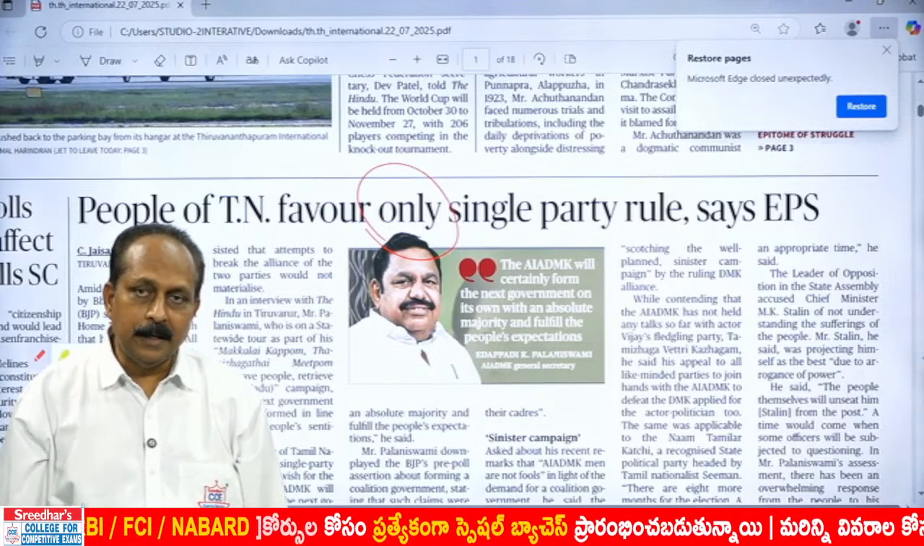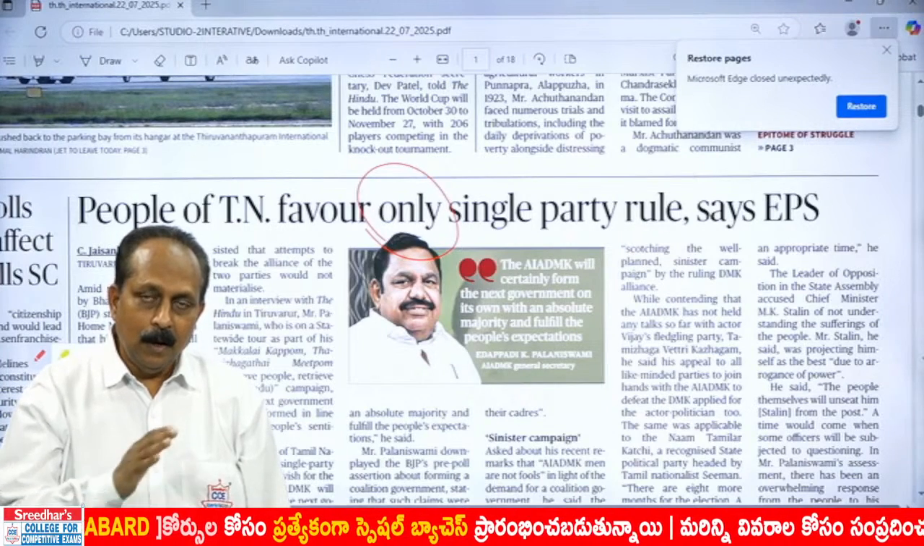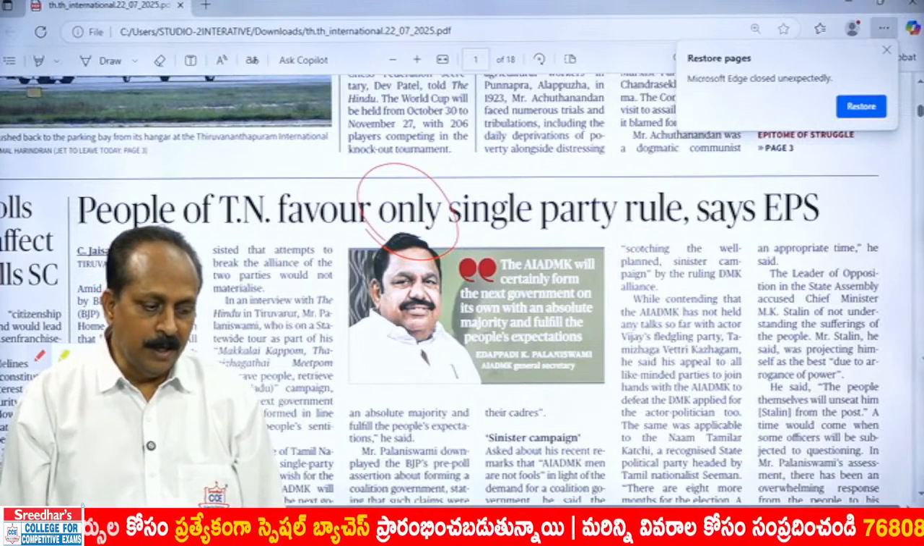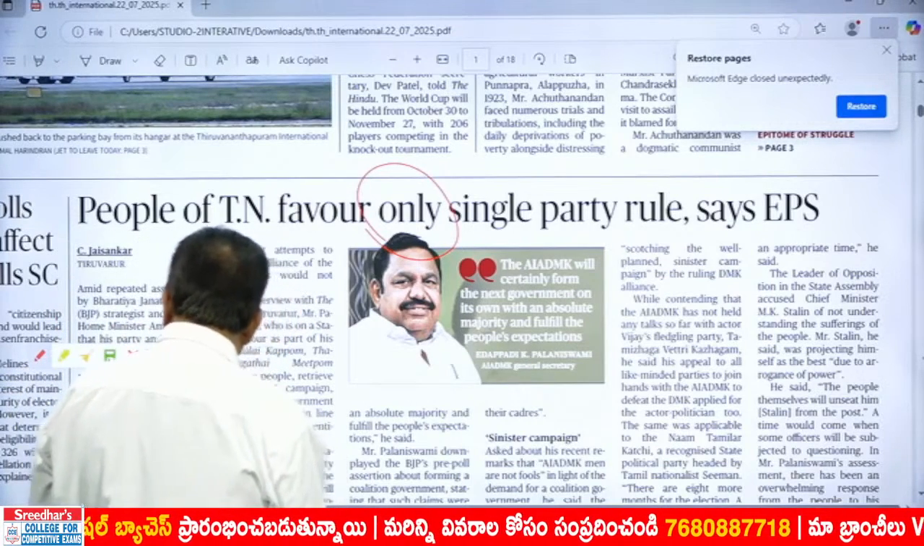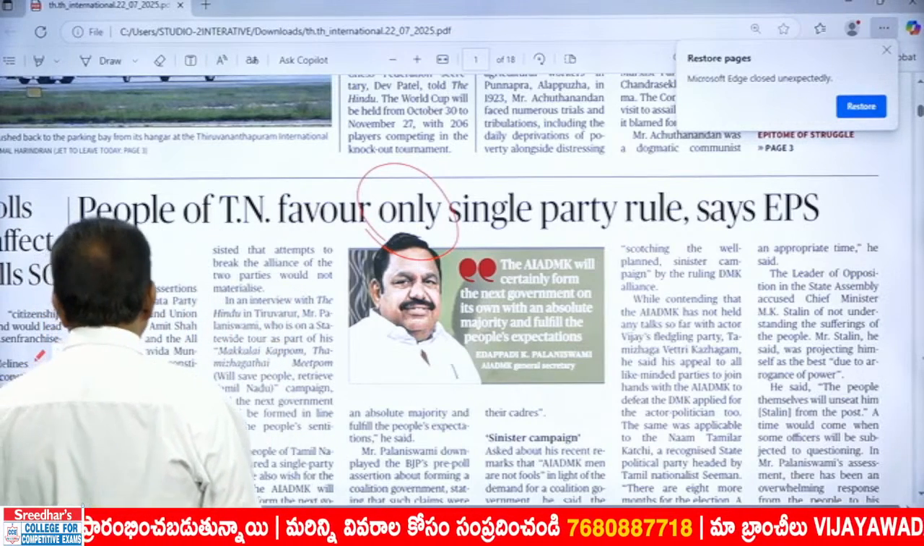So, what is the correct sentence? She has solved only two problems. Only two problems. That is important. You have to recollect. That's all from the front page of the Hindu paper.